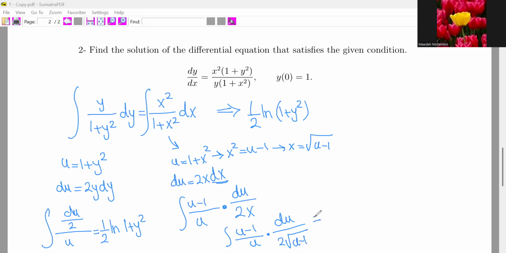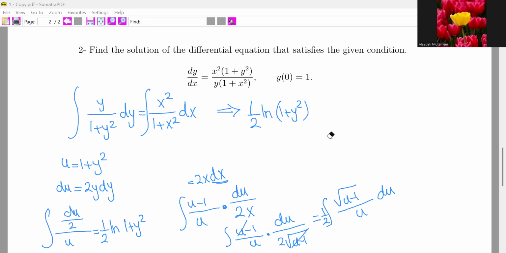Even if you simplify these, you would have the square root of u minus 1 over u with a coefficient 1 over u du, and it cannot be solved easily. So this doesn't work here. We have an easier option.